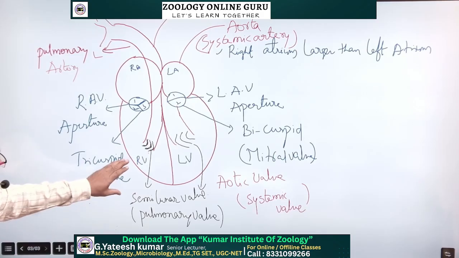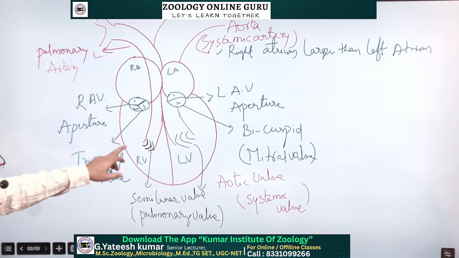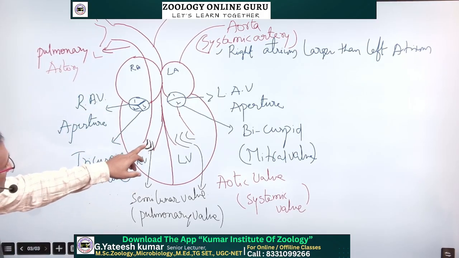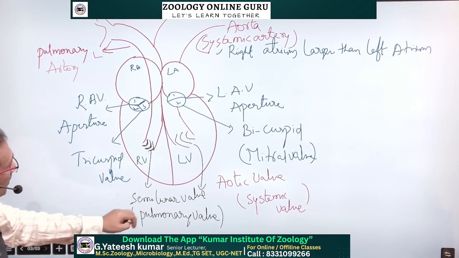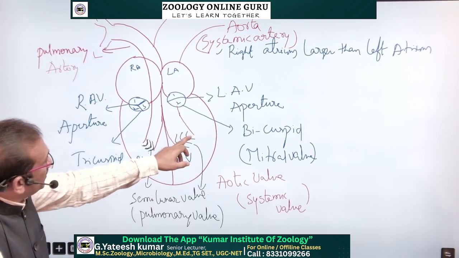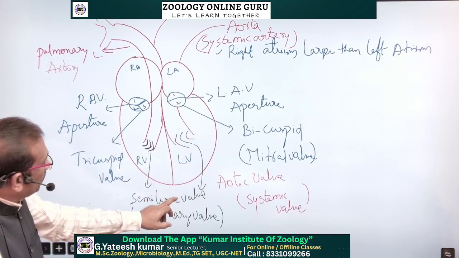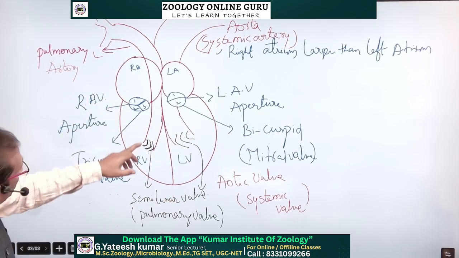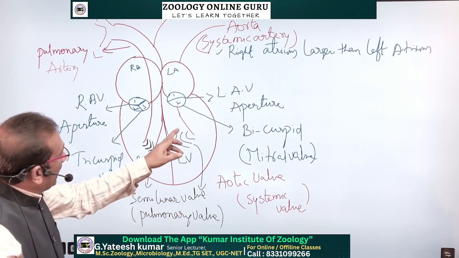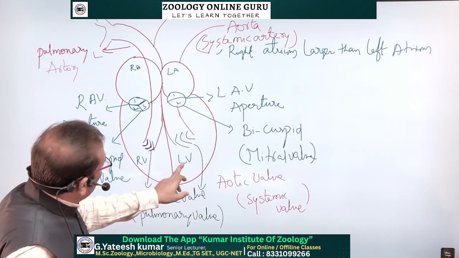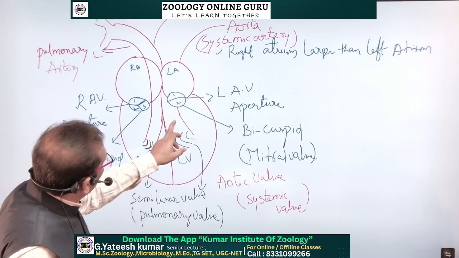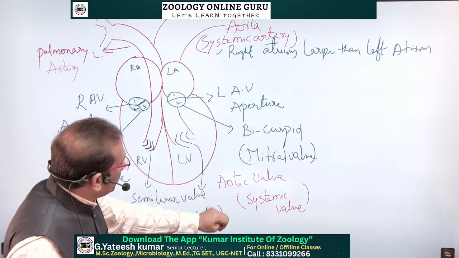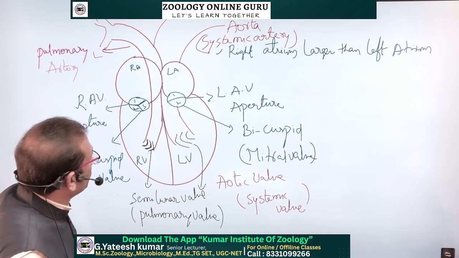The opening of the pulmonary artery in the right ventricle is with a semilunar valve, and the opening of the systemic artery is also with a semilunar valve. But the valve in the pulmonary artery opening is called the pulmonary valve, and the valve present in the left ventricle opening into the aorta is called the aortic valve, also called the systemic valve.